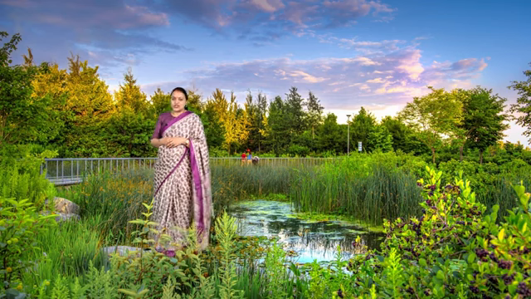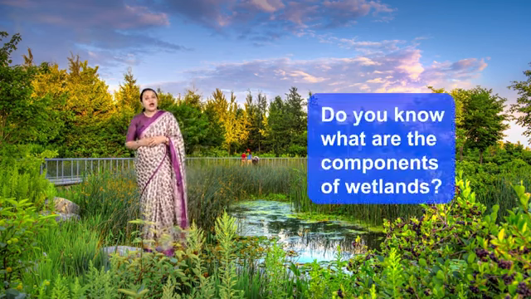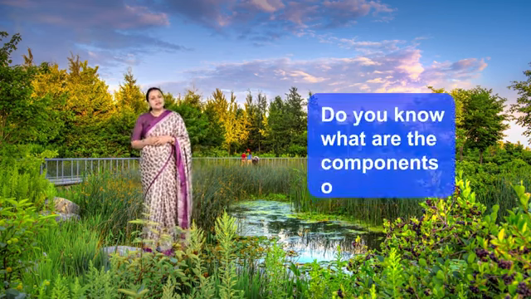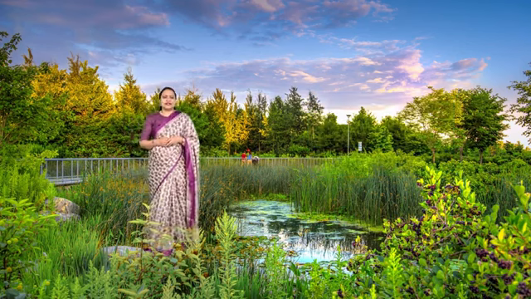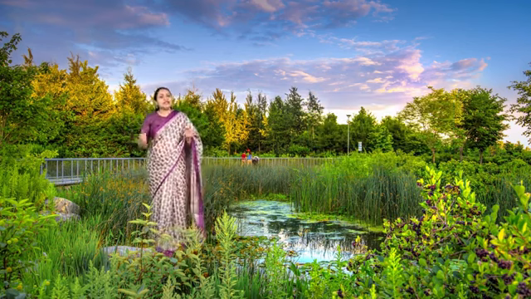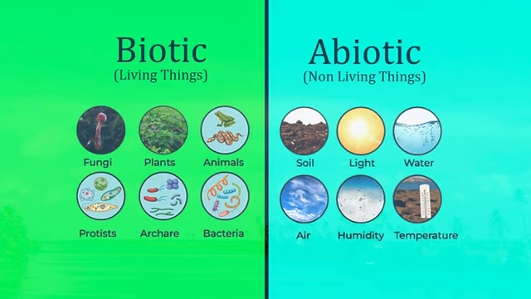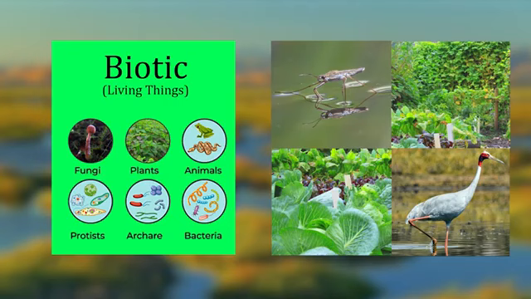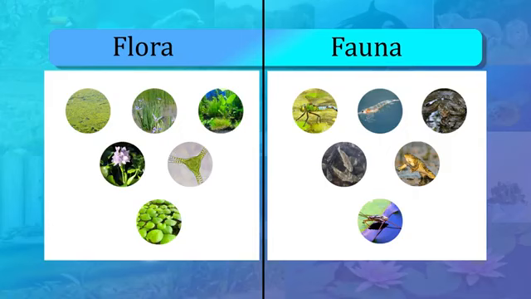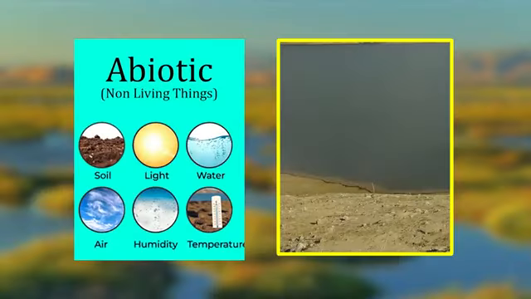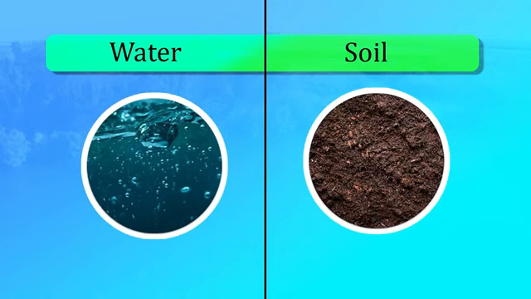Let me ask you a question. Do you know what are the components of wetlands? Let us try to understand that. Just like any ecosystem, the identity of wetlands is in the interaction of its biotic and abiotic components. The biotic components include aquatic flora and fauna, whereas the abiotic components include water and soil.